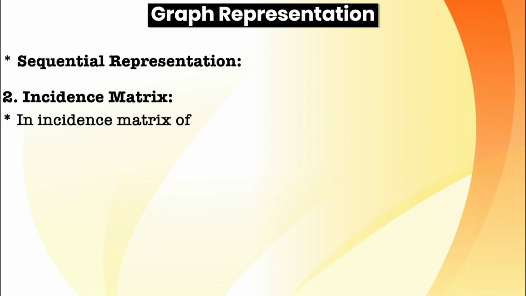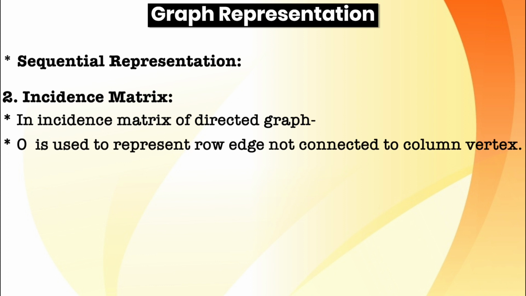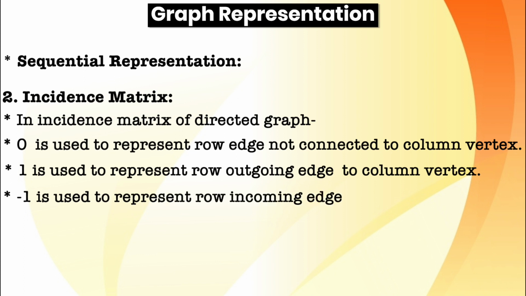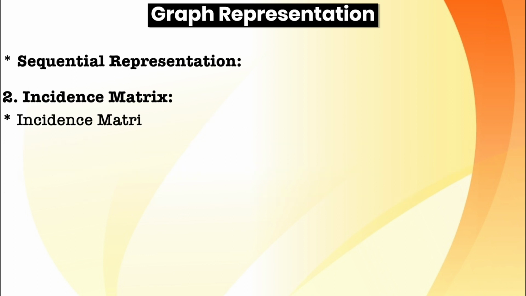In the incidence matrix of a directed graph, 0 is used to represent that the row edge is not connected to the column vertex, 1 is used to represent an outgoing edge, and -1 is used to represent an incoming edge. The incidence matrix of the given directed graph can be seen in this figure.